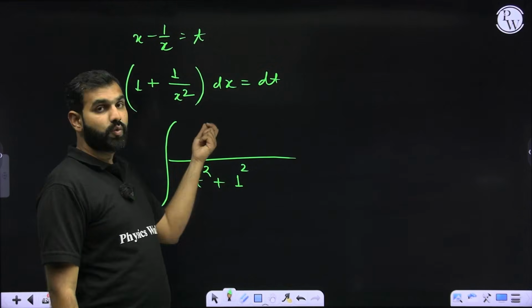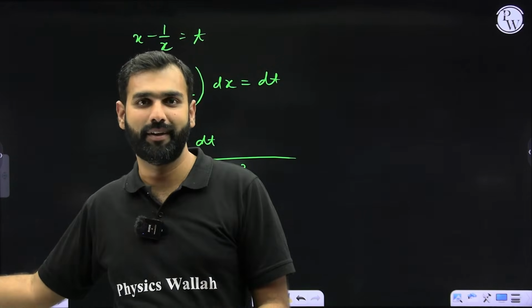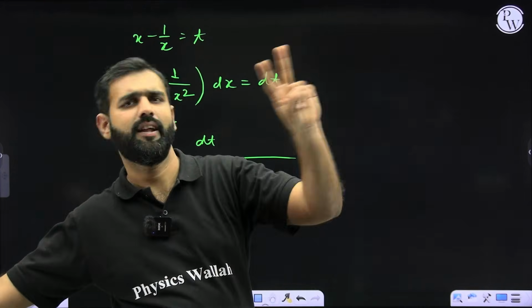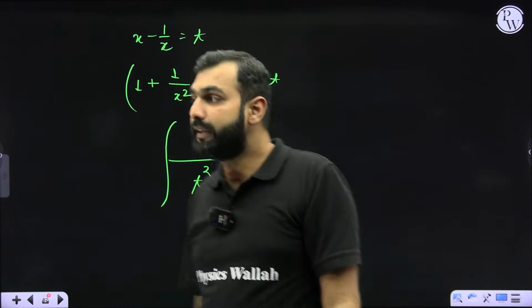Are you not seeing it as 1 upon x square plus a square? Do you know it as tan inverse 1 upon a tan inverse x upon a? And then don't forget to replace t by x minus 1 by x in the end. The last two steps which you must have done infinitely many times by now. Did you get this part?